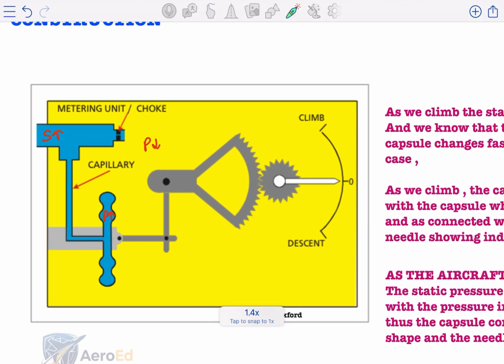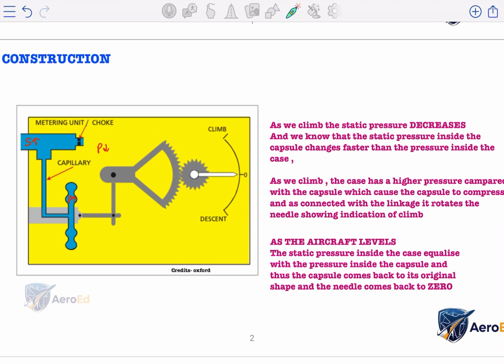Now we learned what happens when the aircraft climbs or descends. But what happens when the aircraft levels? The static pressure inside the case equalizes with the pressure inside the capsule, and thus the capsule comes back to its original shape and the needle comes back to zero.